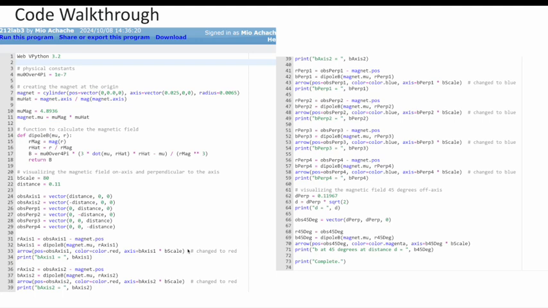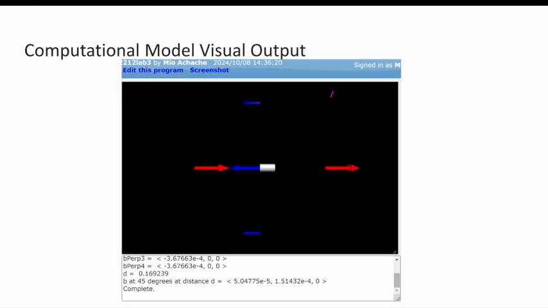We modified the colors here. Moving on throughout here, it was the same functions, and then we visualized the magnetic field 45 degrees off axis, and then printed some statements in the visual output. Here's the visual output.